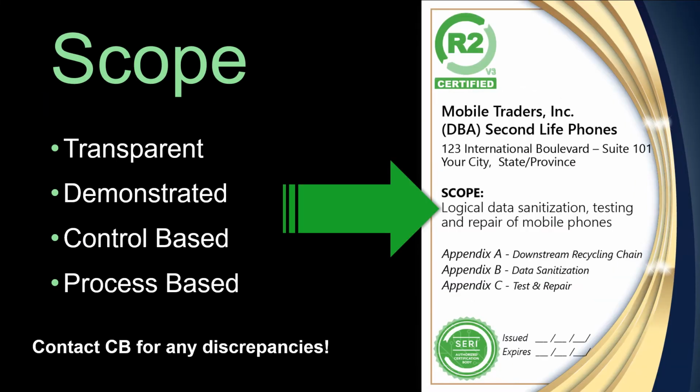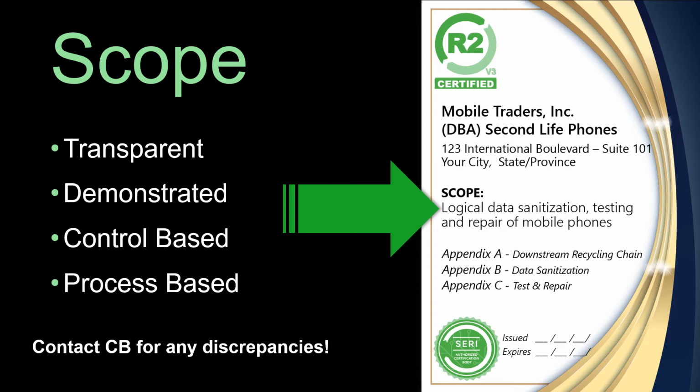The scope statement specifies the R2 process requirements and material types that are to be audited and certified at the location listed on the R2 certificate. The purpose of the scope statement is to provide transparency about the capabilities of each R2 certified facility. Activities included in the scope must be demonstrated with audit evidence for each of the associated processes and materials. Keep in mind, activities that have not yet been implemented by a facility cannot be audited and certified.